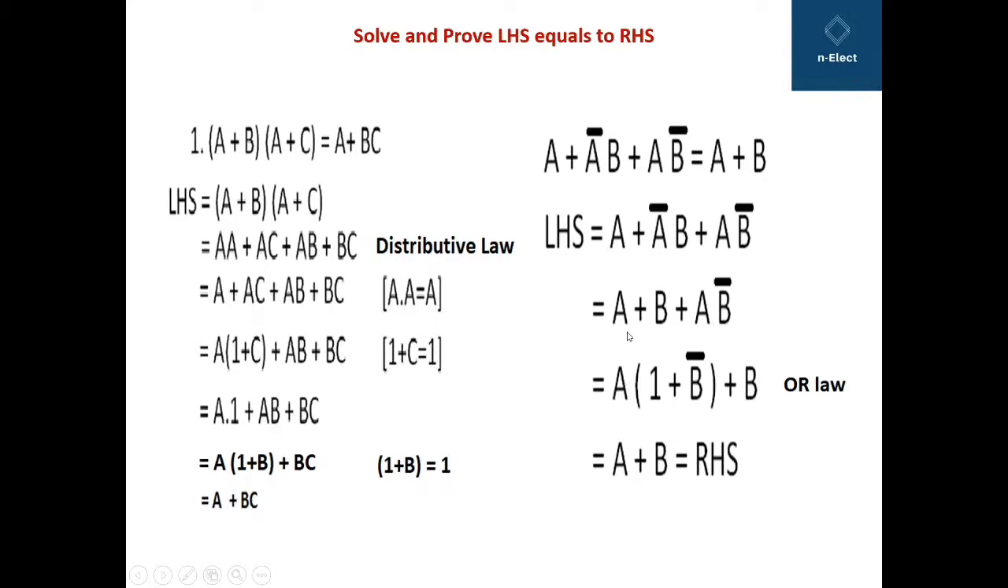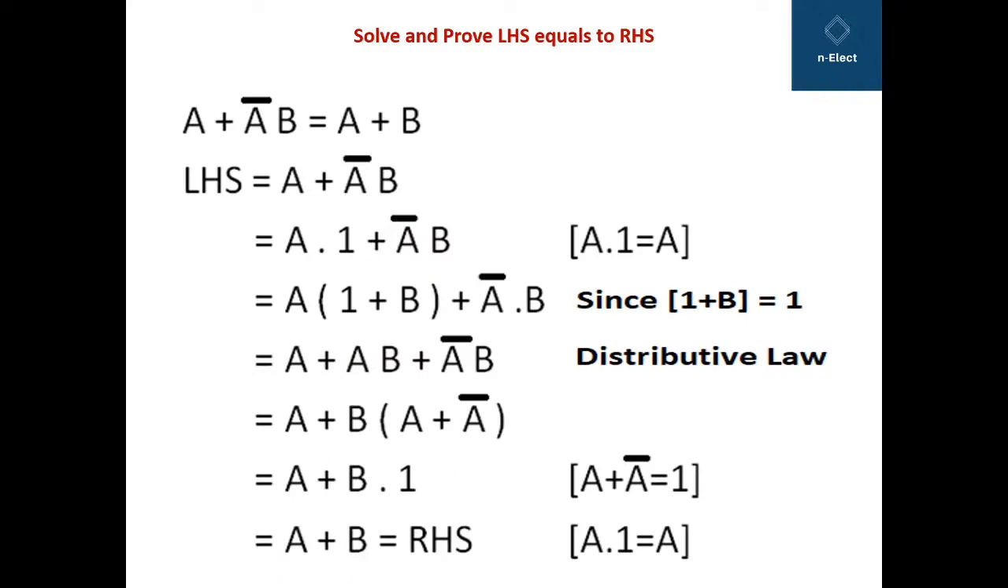Now we have taken A common from this term, and into the bracket we got 1 plus B bar, and this B we have taken afterwards. Now 1 plus B bar, by applying the OR law to this, is equal to 1. So we will get A plus B, which is nothing but the right hand side of the expression. So this way we have proved left hand side equal to right hand side.